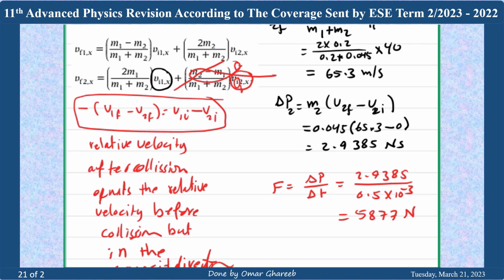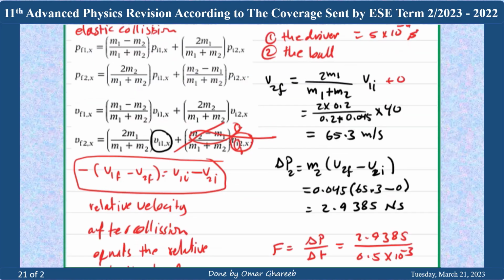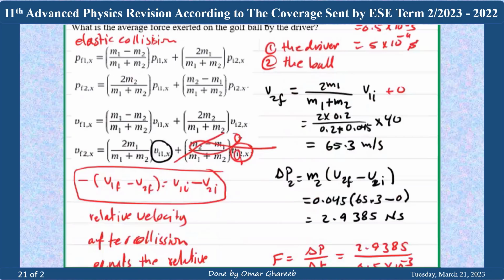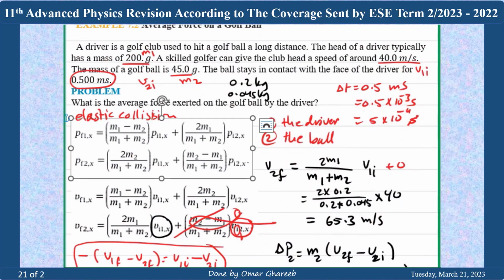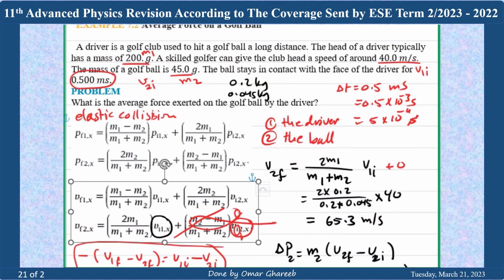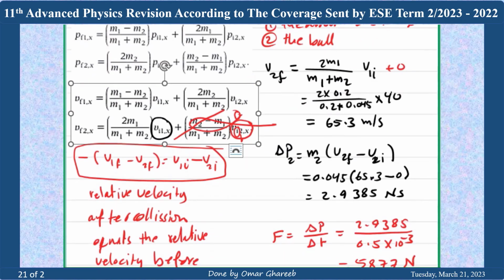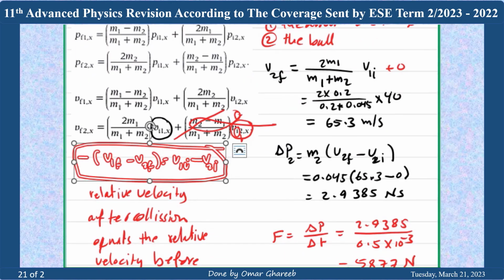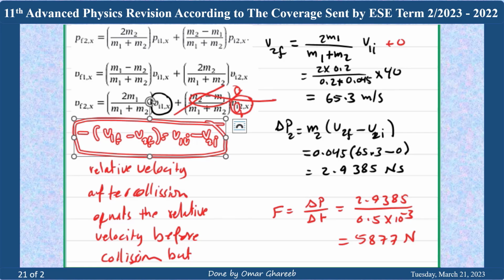It's a very important question. I think it will be in the paper questions. So you need to memorize these 4 equations, if you please, and the equation for the relative velocity.